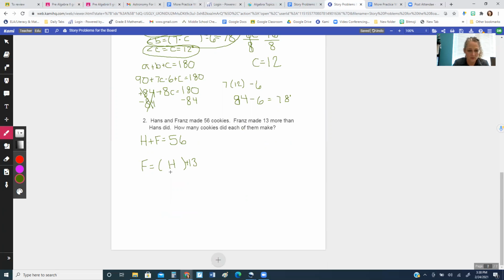Well, I have a bunch of parentheses, a giant parentheses with an H in it. Is that okay? Sure. I didn't need my parentheses, but maybe I could have. It could have been 13 more than 6 times half of what Hans made or something crazy, because these problems, I don't trust them. But this one wasn't too bad. How many cookies did each of them make? Well, I know that H plus F is 56, and I know that F is H plus 13.